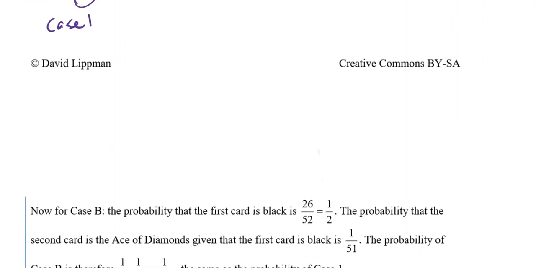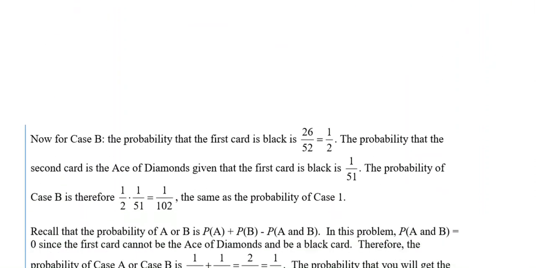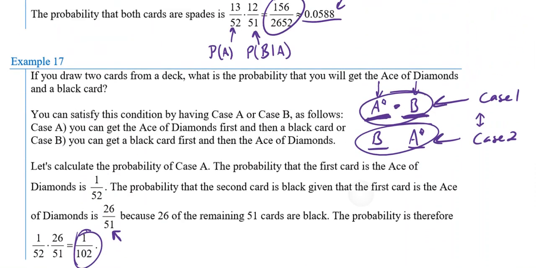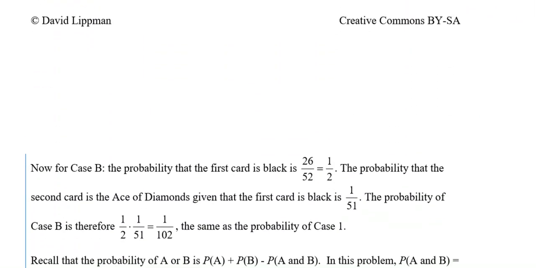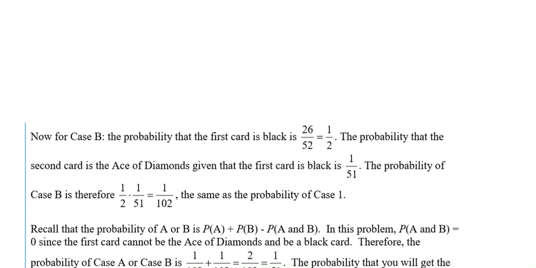Okay, and then moving on, let's do case 2. Or sorry, case B or case 2 or whatever. Sorry, I used A's and B's and 1s and 2s. Okay, so now for the other case, the probability that the first card is black is going to be 26 out of 52. Okay, so 26 cards of the 52 total, so a half.